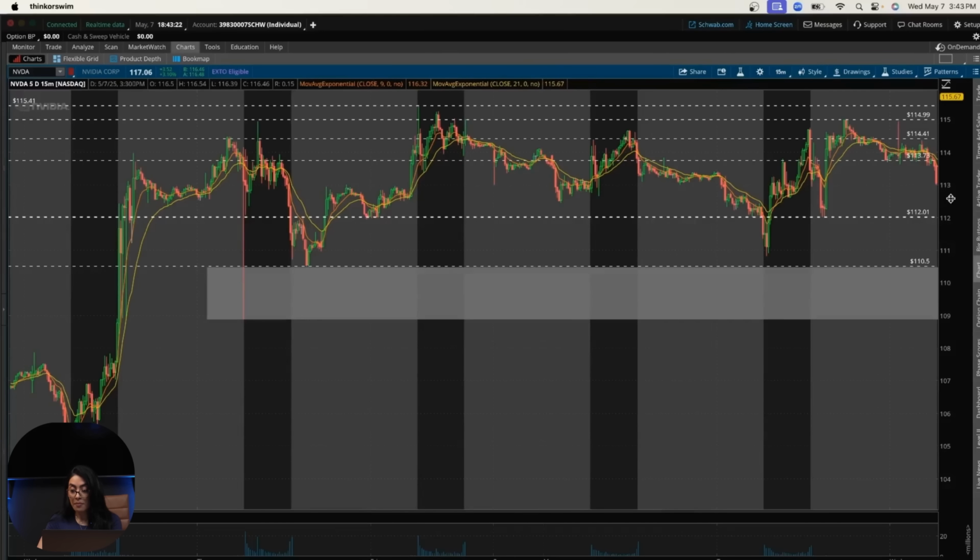To the upside, now you can see that NVIDIA's wick starts at around 114.40 to 115, so it's only about a 50-cent move, so it's not too significant.